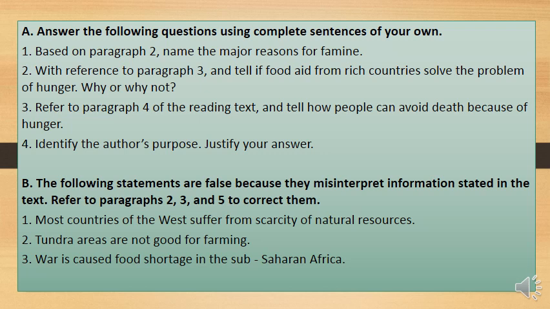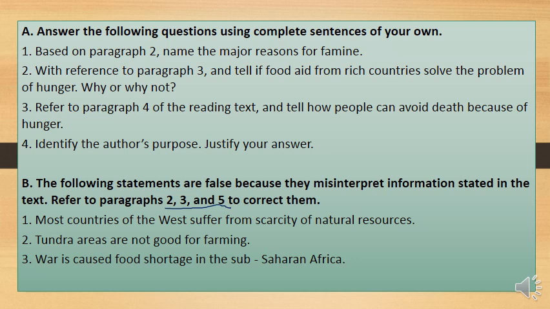Let's now move to exercise B. The following statements are false. We have to correct them. We have to state which are false and which are true, and we have to correct the false ones. Here I made it easier for you. I asked you to refer to paragraphs 2, 3, and 5 in order to correct them.